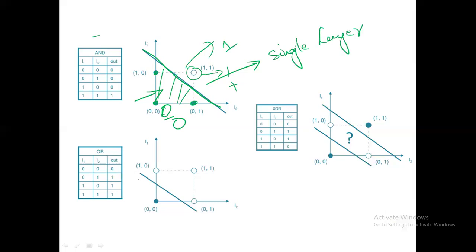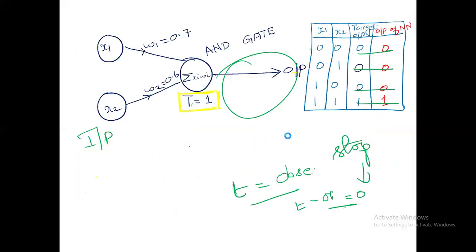Similarly, if you are taking the OR gate, we can do the calculations for the OR gate also. For 0, 0, the output is 0, and for other values, it is 1. Here we can separate class 1 from the 0 category. So in this case also, we can use the single layer perceptron that we have discussed.